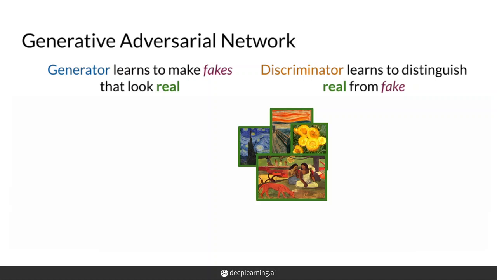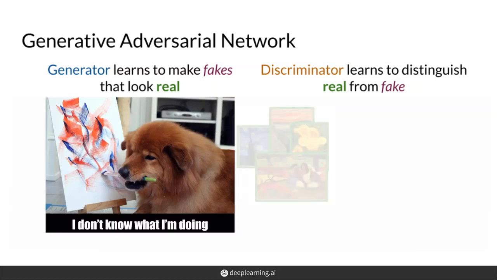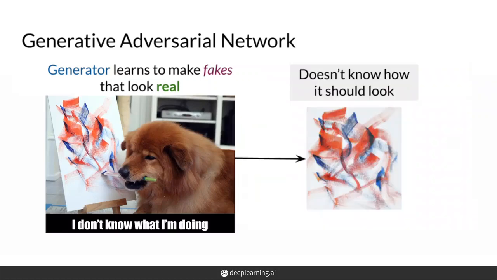So to start this game, all you need is a collection of these real images, like some famous paintings, if you want the generator to paint famous paintings. And so at the beginning of this game, the generator actually isn't very sophisticated. It doesn't know how to produce real-looking artwork. So I'm going to represent the generator as this meme of a dog trying to paint. Additionally, the generator isn't allowed to see the real images. It doesn't know how this painting should even look. So this is really, really tough for the generator, especially in the beginning.